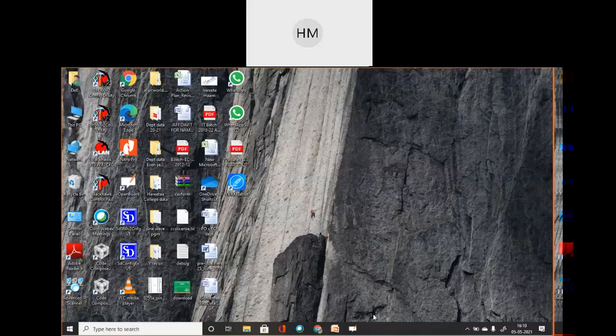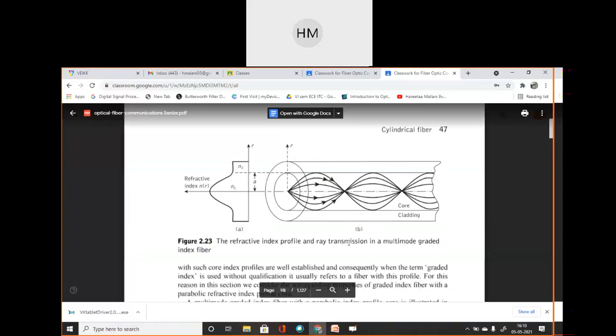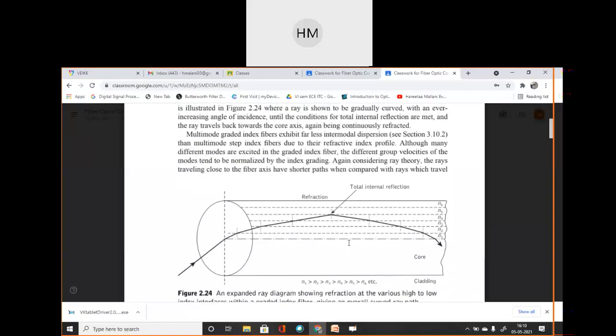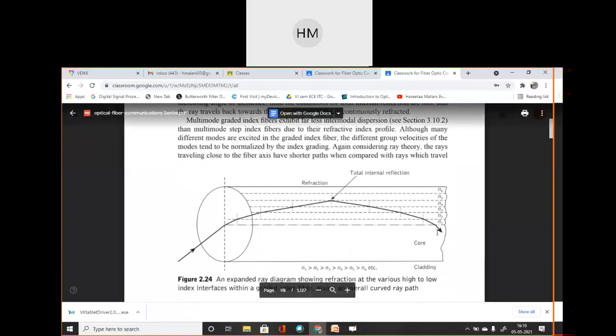So here you can see that n number of waves are traveling. Okay, that is my multimode fiber. Then you can draw this diagram where we are showing how the ray propagates in graded index fiber.